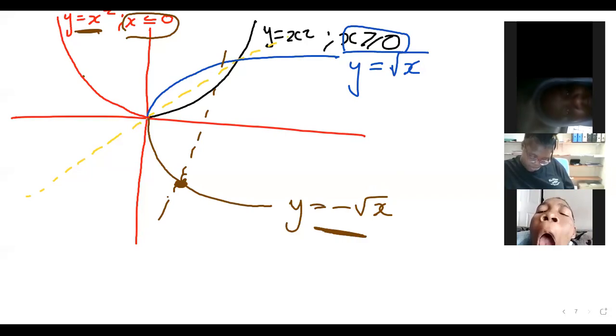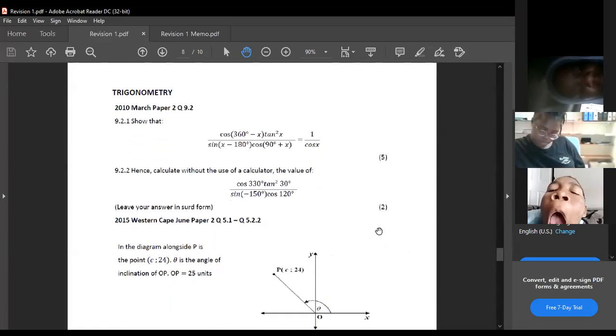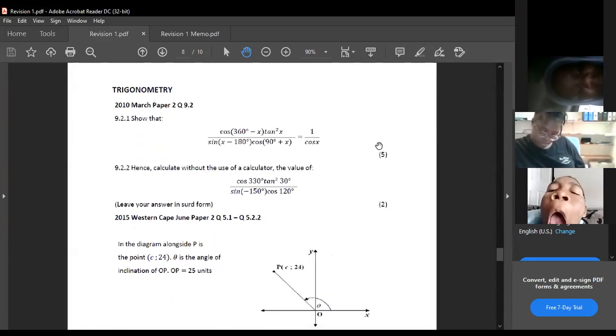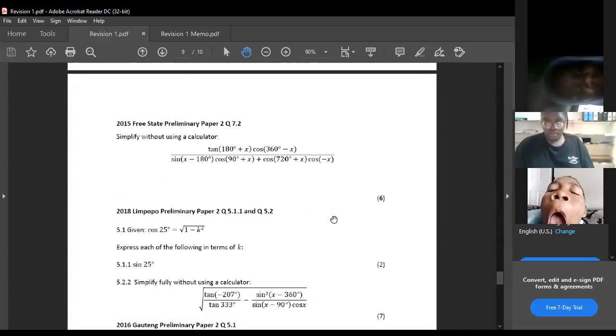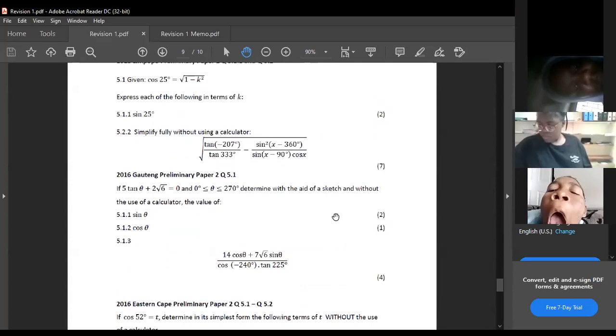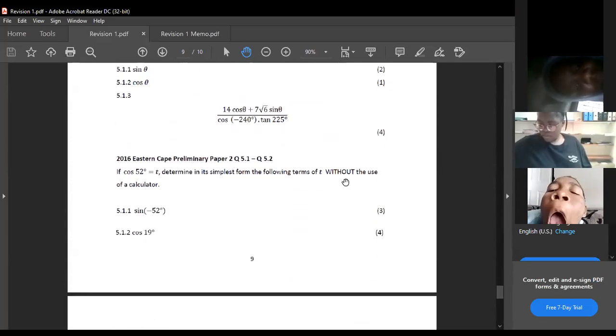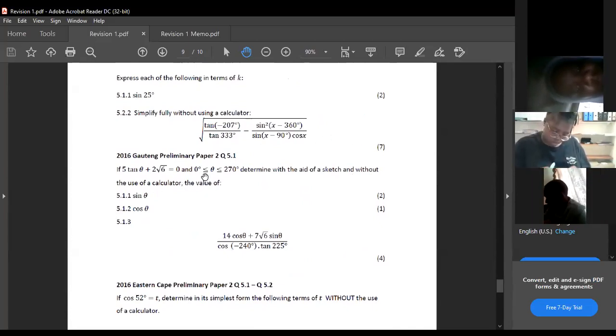Okay. Let's go back because we're left with trigonometry. Right, trigonometry, 2016 Gauteng prelim. It's on page 9. Right, let's look at this. Page 9. Are we able to do this quickly?